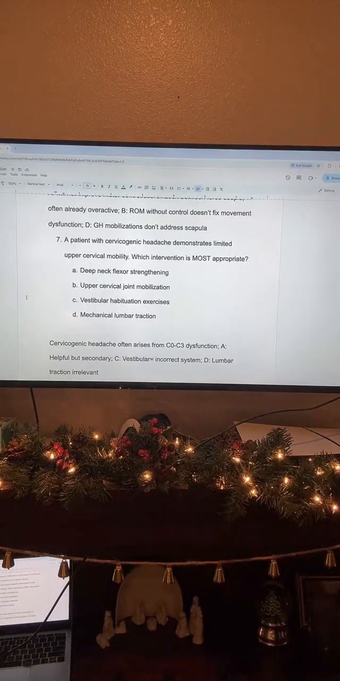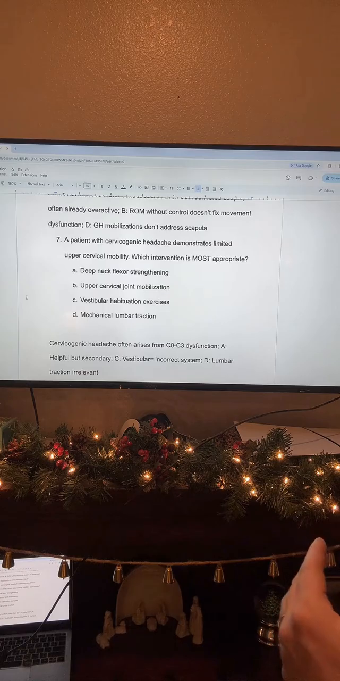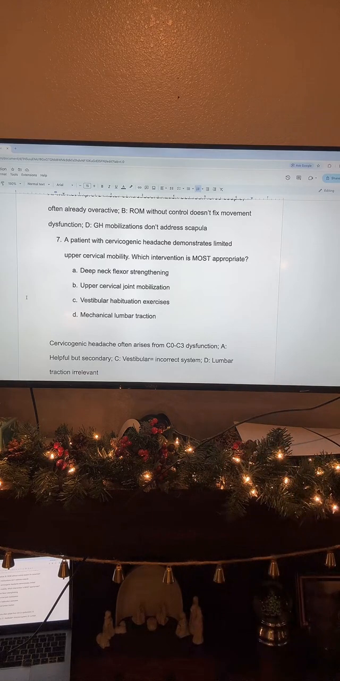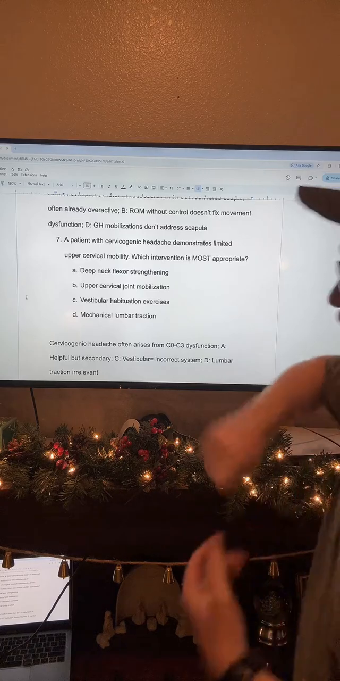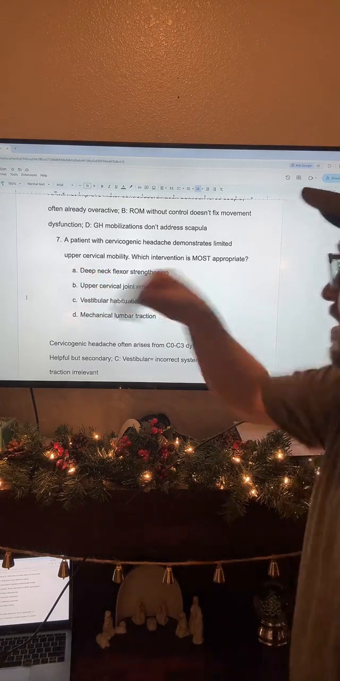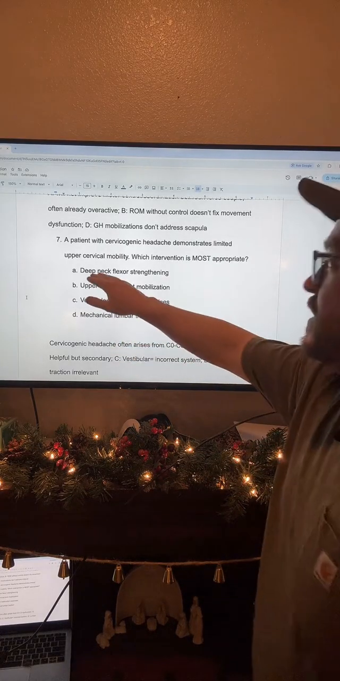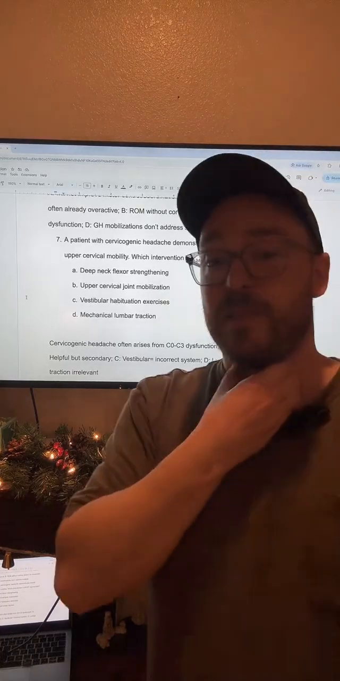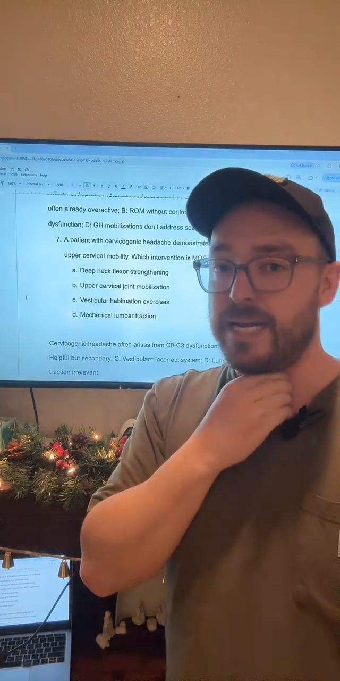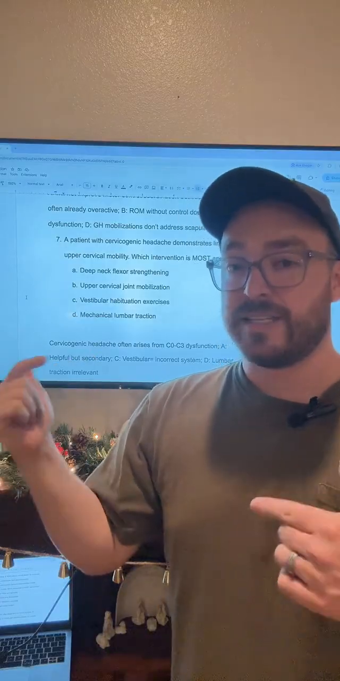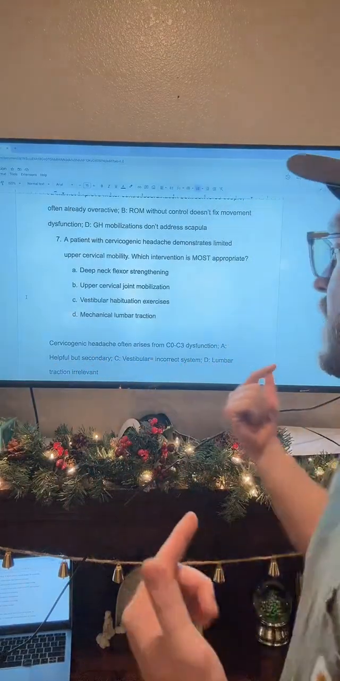Okay, so cervicogenic headaches often arise from your C0 to C3 dysfunctions, and so we know that it's going to have something to do with your upper cervical spine. So A would be helpful, especially in the long run, but it's going to be secondary because strengthening your deep neck flexors, which is going to be lower anterior cervical spine, isn't going to help the dysfunction that's happening in the upper cervical spine, right?